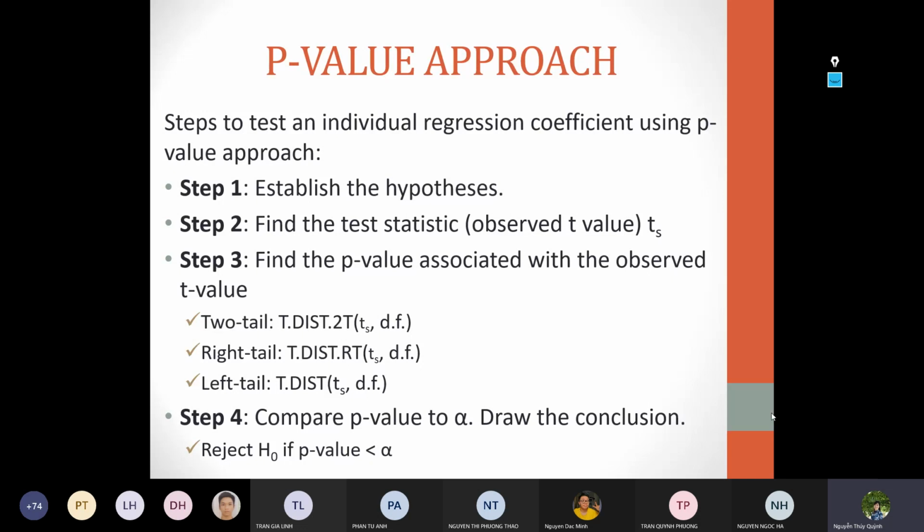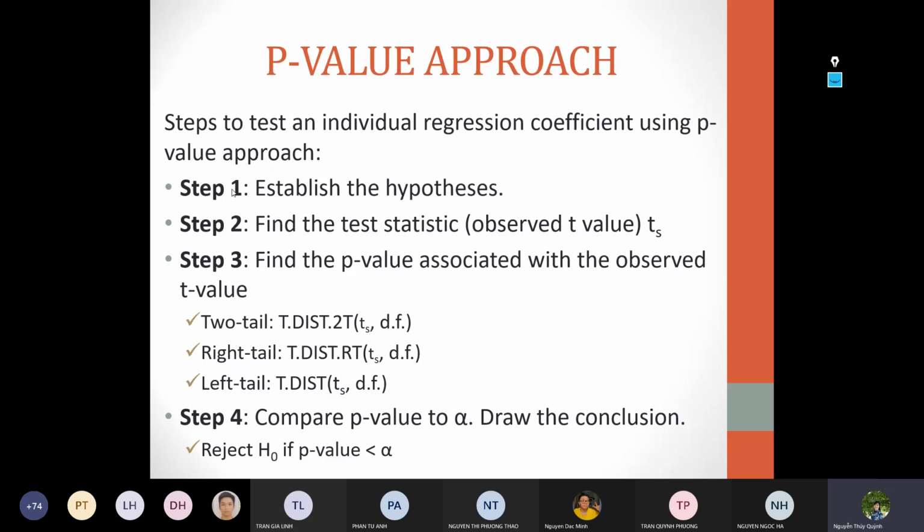So we will first talk about the steps to use the p-value approach to test for an individual regression coefficient. Then we will define the meaning of p-value in our steps here. The first one, step one, is just to state the hypothesis, H0 and H1, like every other test.